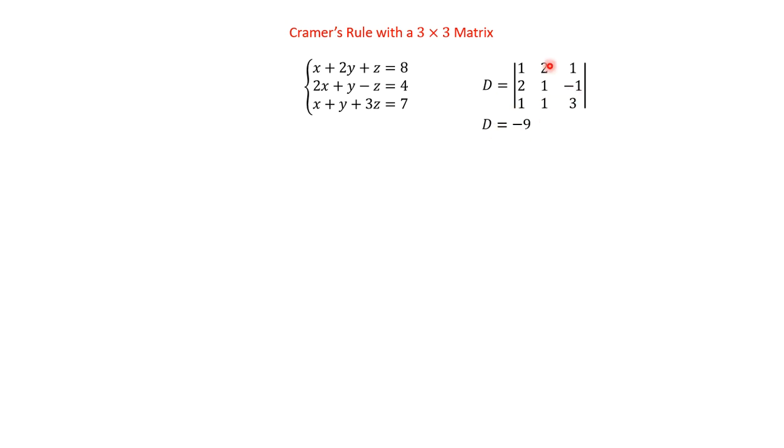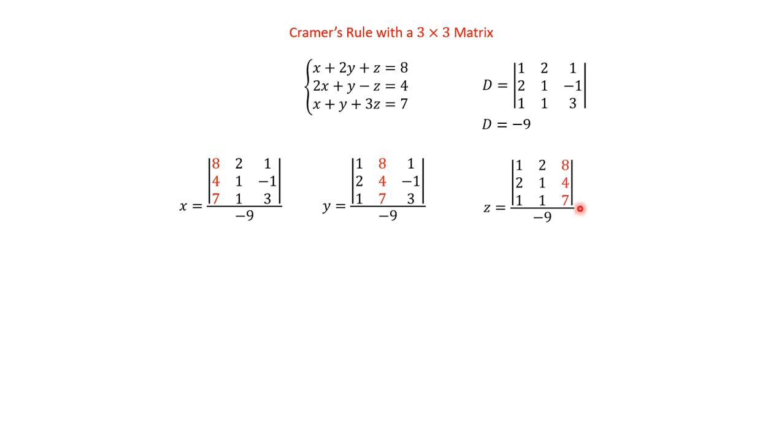For the y's, we'll replace the y column. Find the determinant, and then divide by this determinant. And for the z's, we'll replace the z column. Find the determinant, then divide by this one. So x, we replace the x column. We find the determinant of this new matrix, divide by negative 9, because we know this one's negative 9. For the y's, replace the y column, find the determinant, divide by -9. And for the z's, replace the z column, find the determinant, and divide by -9.